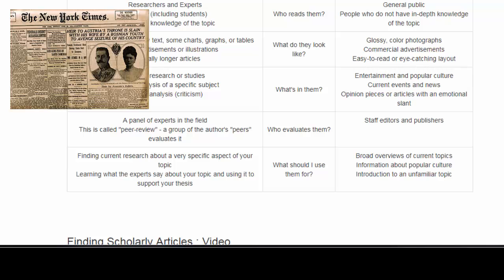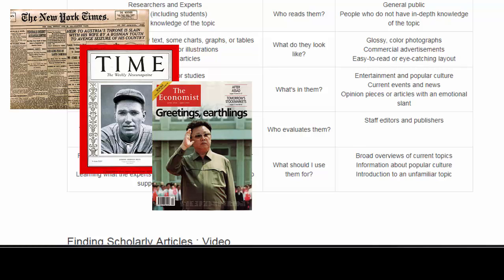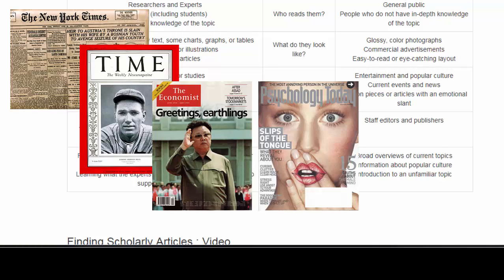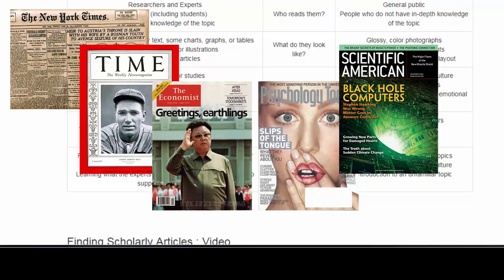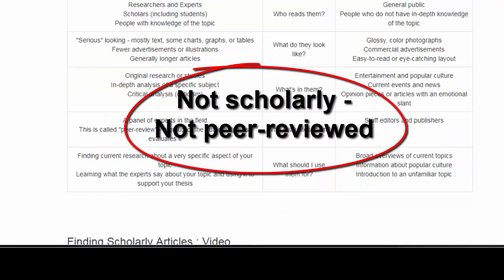Publications like the New York Times, Time Magazine, The Economist, Psychology Today, Scientific American, and National Geographic are all examples of popular sources that are very well researched and can be trusted, but are not considered scholarly.